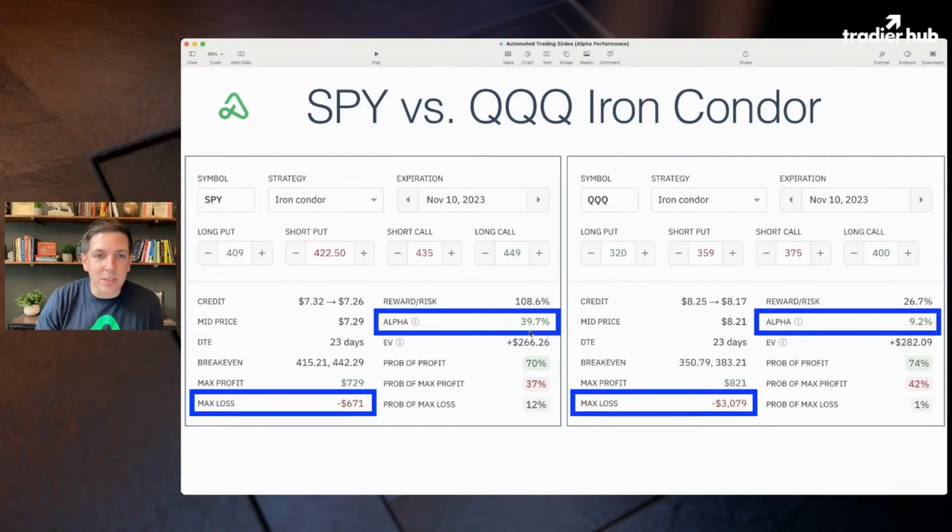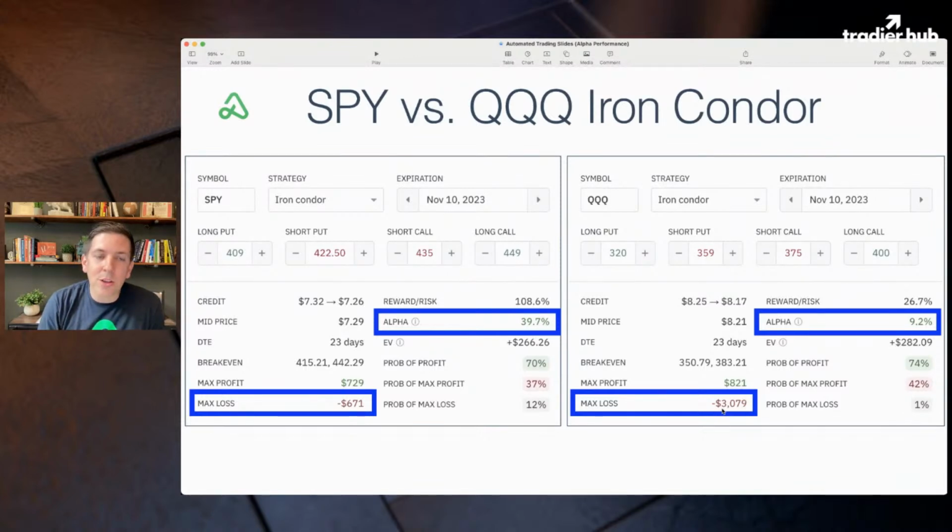Now, if you look at this right now, and compare these side by side, even if you didn't have alpha as a normalizing metric, you would clearly look at this and say, well, I could make $266, but my max loss is $671. And here I can make $282, but my max loss is $3,000. Like, one trade, $3,000. For some people, that might be the entire portfolio, and you completely blow yourselves up on one potential trade, just rolling the dice on that trade. That's what we don't want you to do.